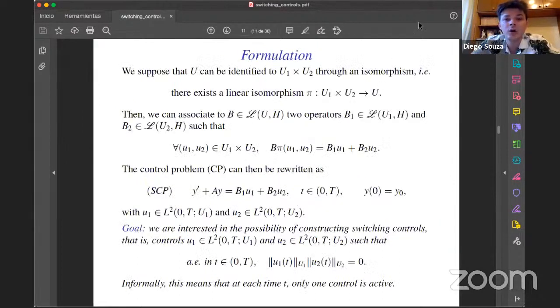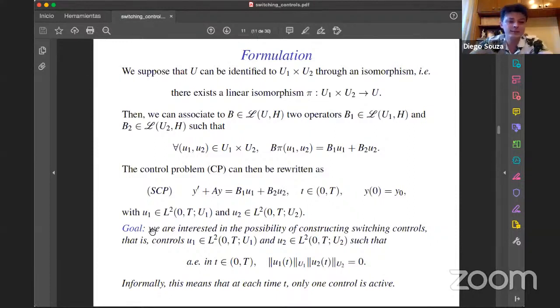So for our formulation, I will suppose that U can be identified as a product of two spaces through an isomorphism. Then associated to B, I have two operators, B1 and B2, so I have this relation between B and B1 and B2. So I can write my control problem as a switching control problem, called SCP, where now we have two controls, u1 and u2.